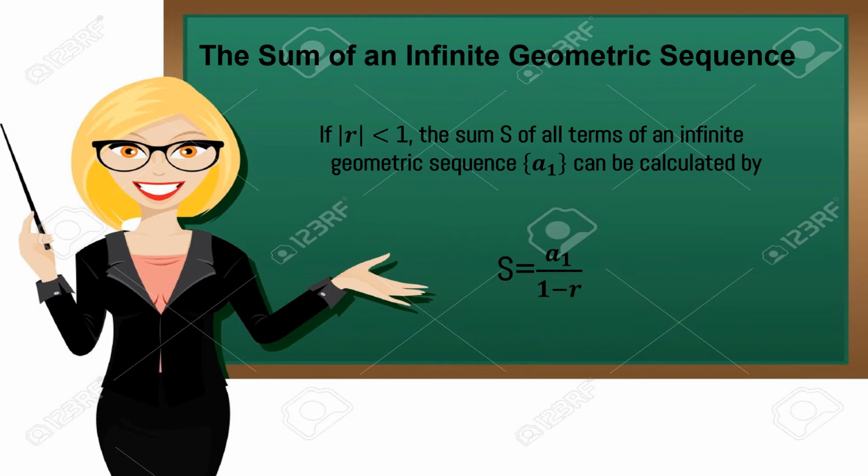The sum of an infinite geometric sequence. If the absolute value of r is less than 1, the sum of all terms of an infinite geometric sequence represented by a1 can be calculated by the formula S is equal to a1 over 1 minus r.